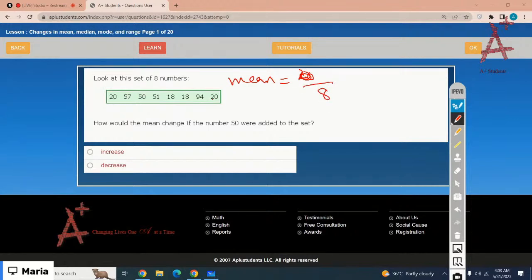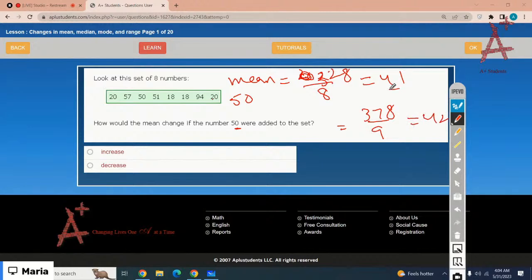Let me just add them. It would be 20 plus 57 plus 50 plus 51 plus 18 plus 18 plus 94 plus 20. So the sum of all numbers is 328, and divided by 8, 328 divided by 8 would be 41. Now you are going to add one more number, that would be 50. So you have to divide now by 9. Got it? Let's add all the numbers, and also you have to add 50. 328 plus 50 is 378. So 378 divided by 9 is 42.